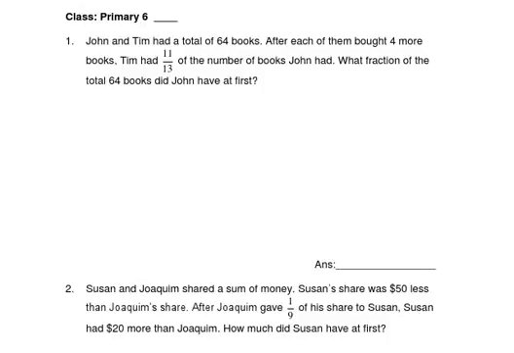Okay, let's look at the first question. John and Tim have a total of 64 books. After each of them bought 4 more books, Tim had 11 over 13 of the number of books John had. What fraction of the total number of 64 books did John have at first?